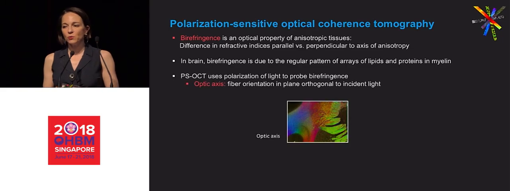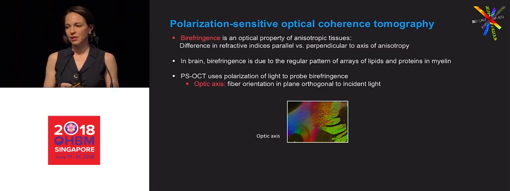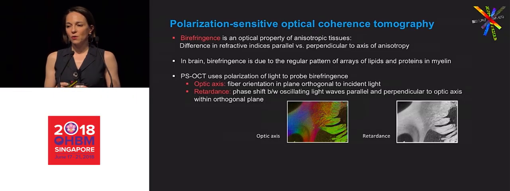In PS-OCT, we use polarization of light to probe this birefringence phenomenon. And in addition to the conventional reflectivity contrast that we get from conventional OCT, we also get images of the optic axis, which is an estimate of the fiber orientation in the plane orthogonal to the incident light. And we can collect data with multiple incident angles to reconstruct 3D orientation. And we also get what's called the retardance map. And this is essentially a measurement of how much myelin is there and can be used to register to MRI scans.